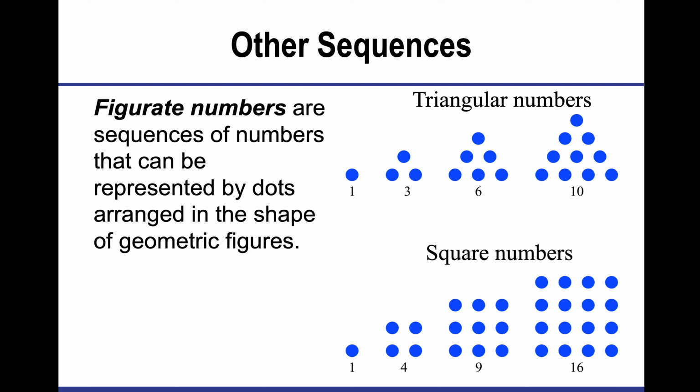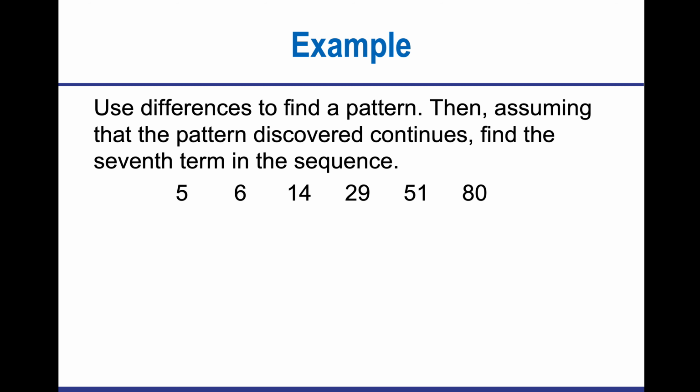So if I look at this pattern, 1, 3, 6, 10, and I look at 1, 4, 9, 16, these are figurate numbers because they're sequences of numbers represented by dots, and then they're being arranged into geometric figures. Here, you might think, well, I just multiply by 3, but we see that actually does break down here with 6. Here, same thing. I'm not adding 3. I'm not multiplying by 3. So these are neither geometric nor arithmetic.